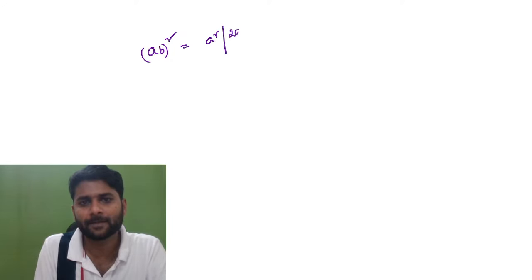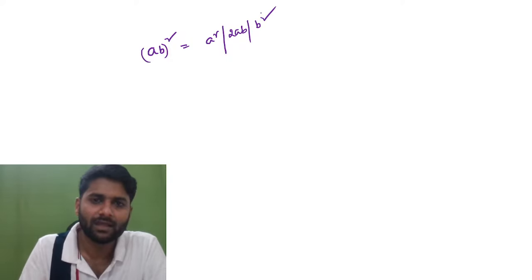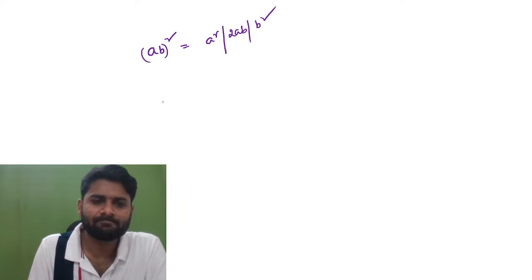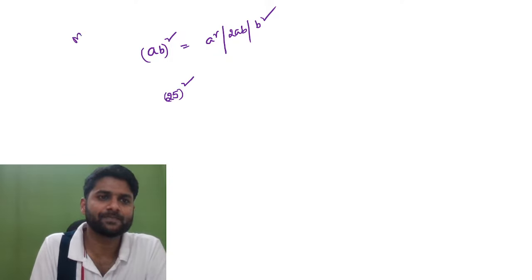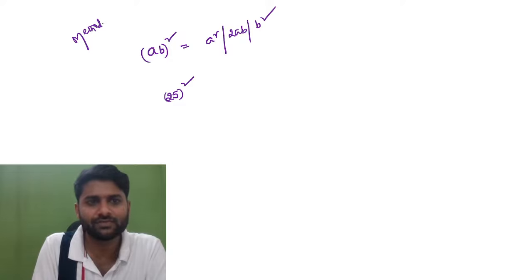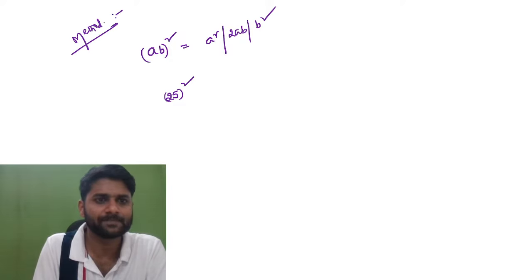Guys, you already know (a plus b) whole square and (a minus b) whole square, but we are not considering the symbols. Here we consider only the elements: a square, 2ab and b square. Now let's identify that. Let's take 25 square. So this is method 2, which is applicable for all different types of square numbers.